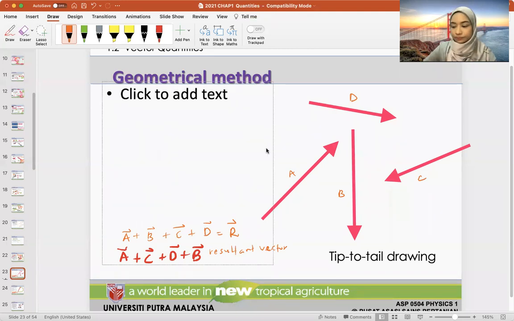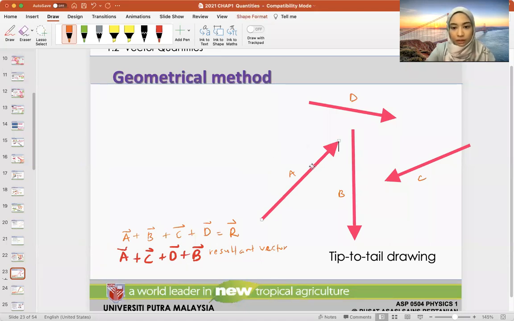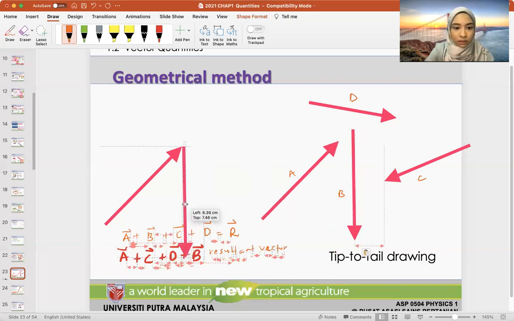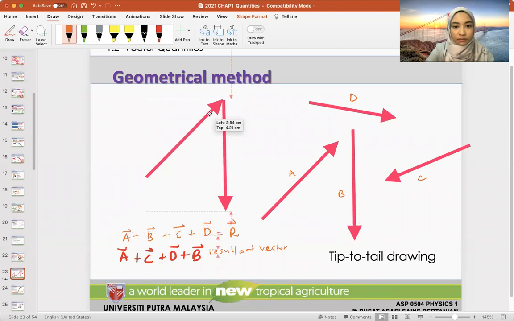Okay, so A. I want to add A with... Okay, mistake. A. So this is my A, right? So A plus B, tip to tail, tip to tail, always from the tip of A to the tail of B, of the second vector.